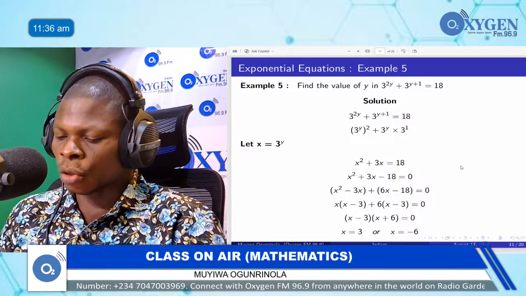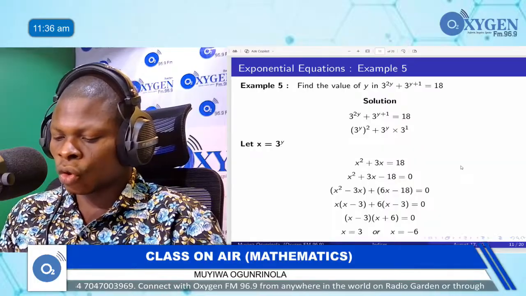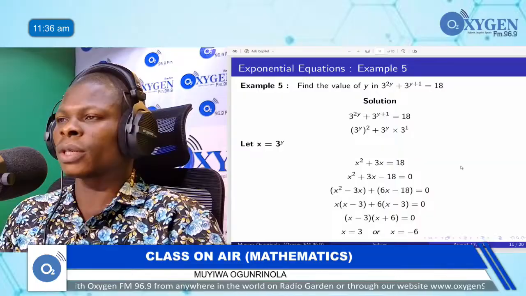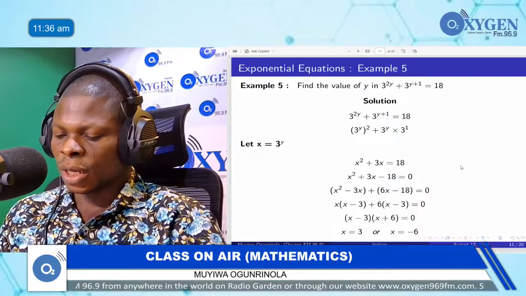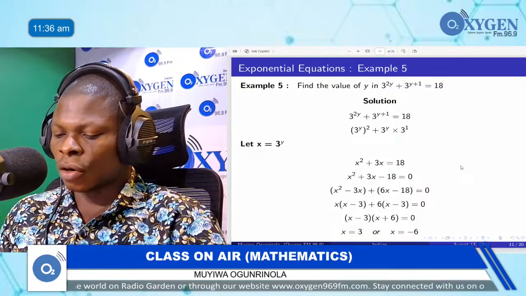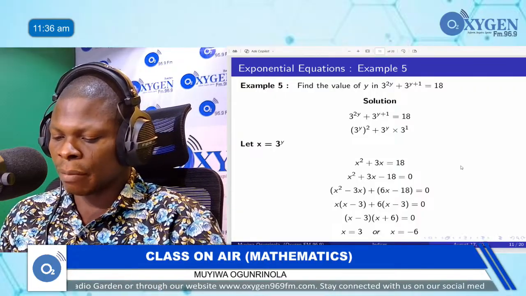So we can also use factorization method here. Two numbers that will give us minus 18, and when you add them together, will give us plus 3. We can see that it is plus 6 and minus 3.